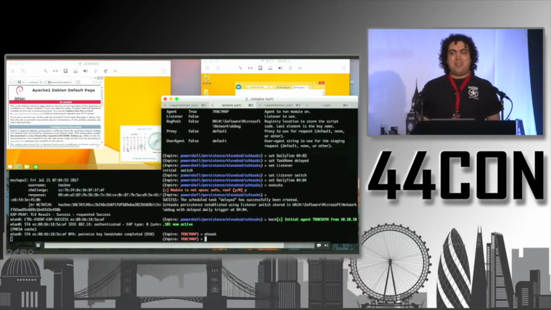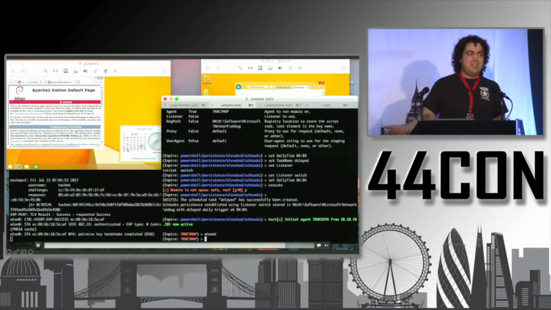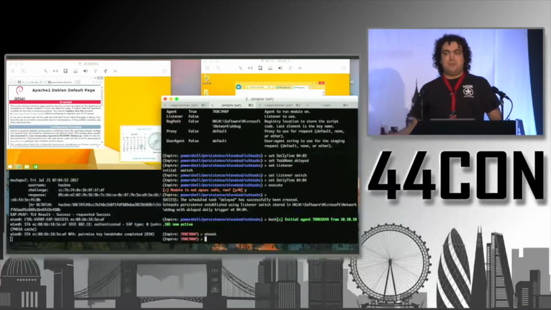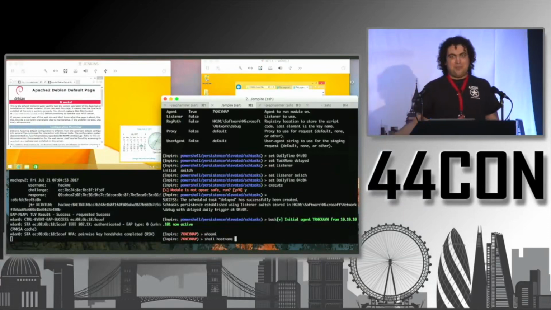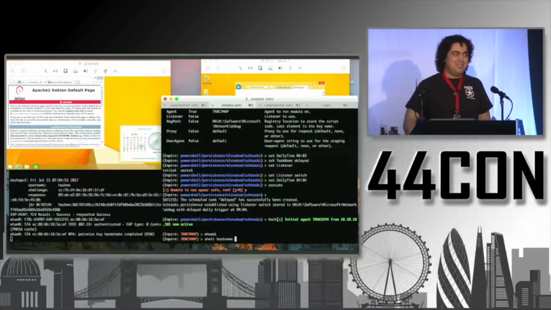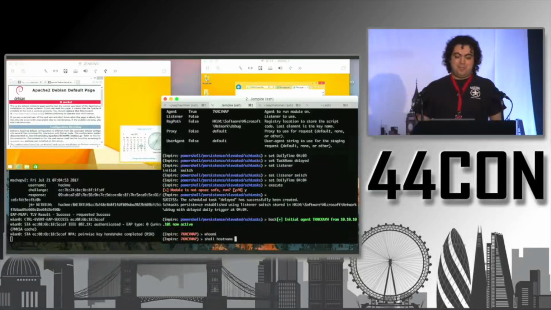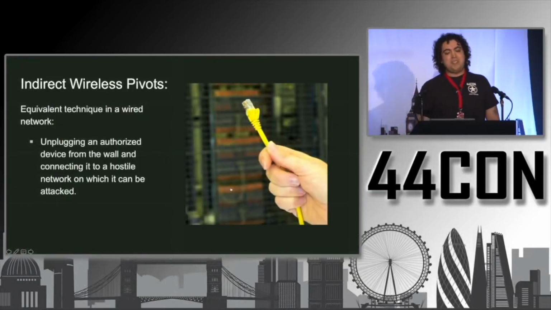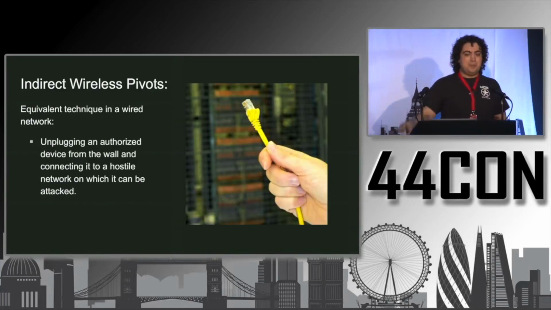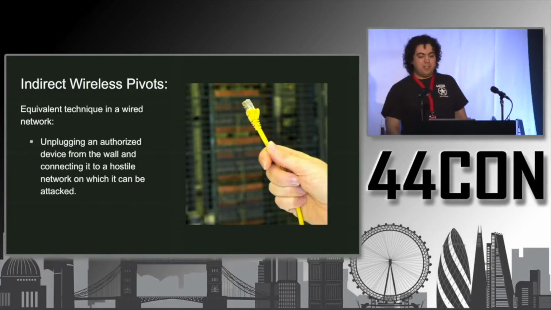Even if you can't get that initial reverse shell, or there are maybe some restrictions that prevent you from sending traffic from the restricted VLAN to the quarantine VLAN, there are other things you can do, and you may be able to do some damage anyways. The equivalent technique in a wired network would be literally going up to a switch and unplugging an authorized device, plugging it into your own network where you can attack it for a while, and then plugging it back into the network.